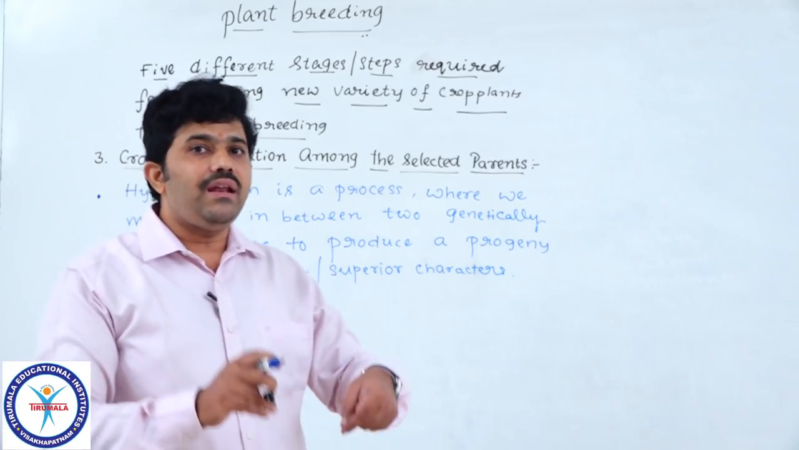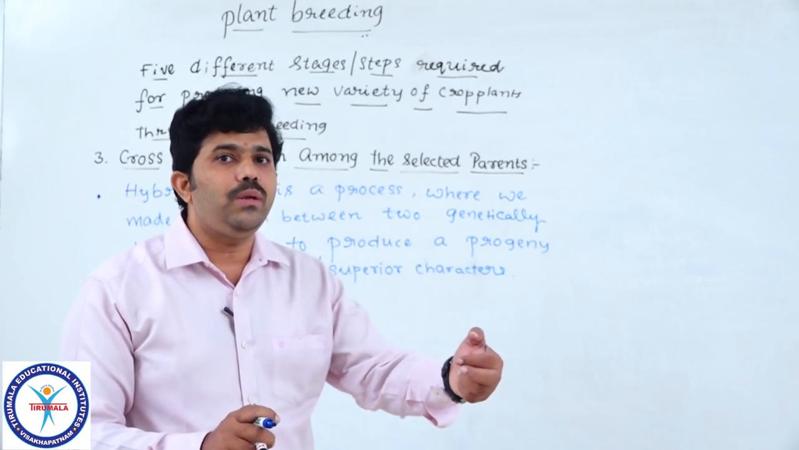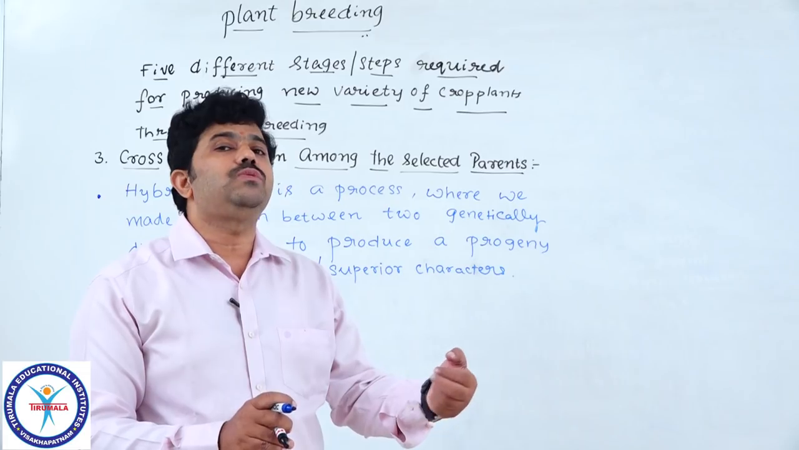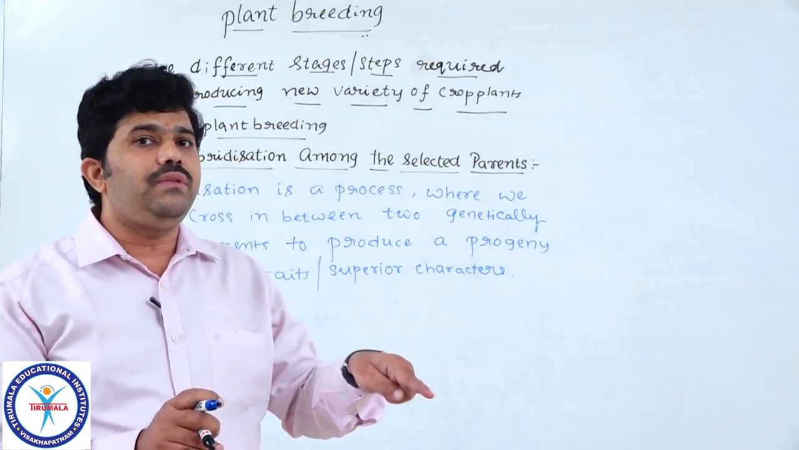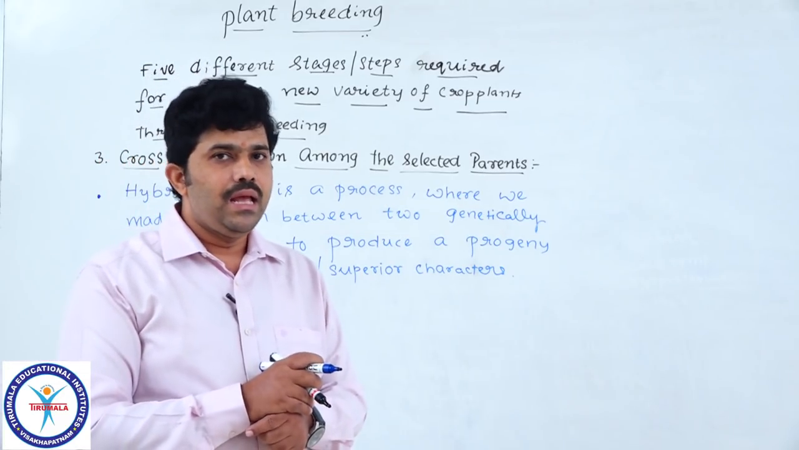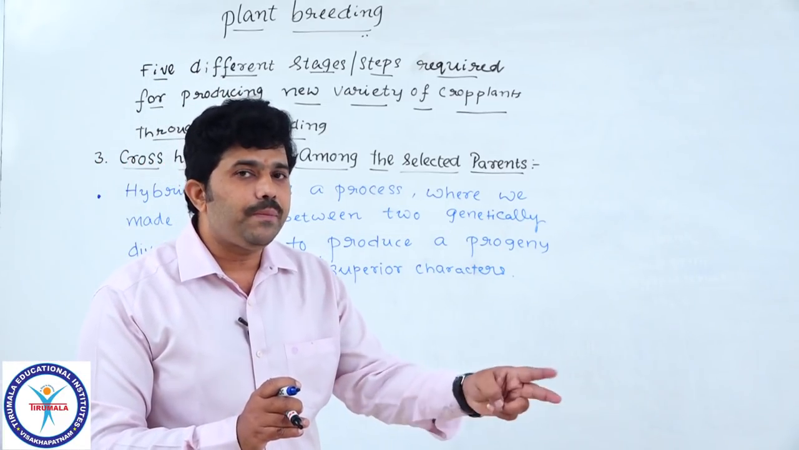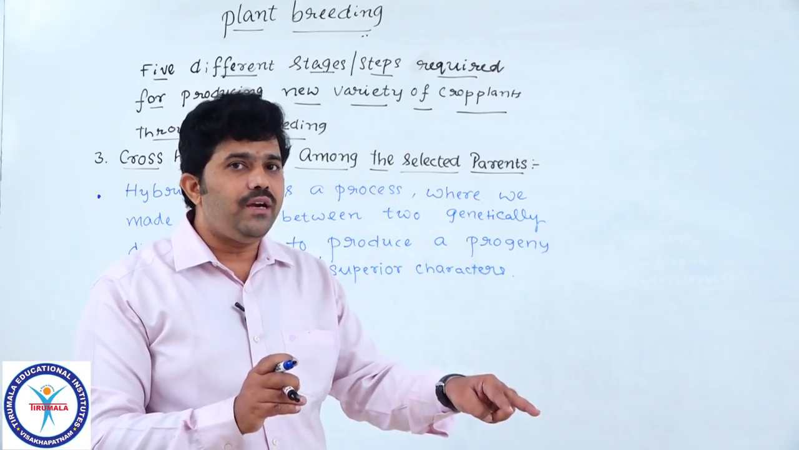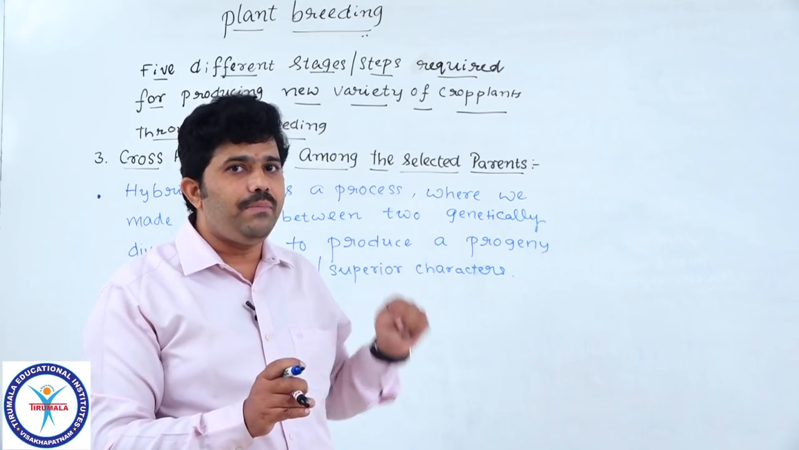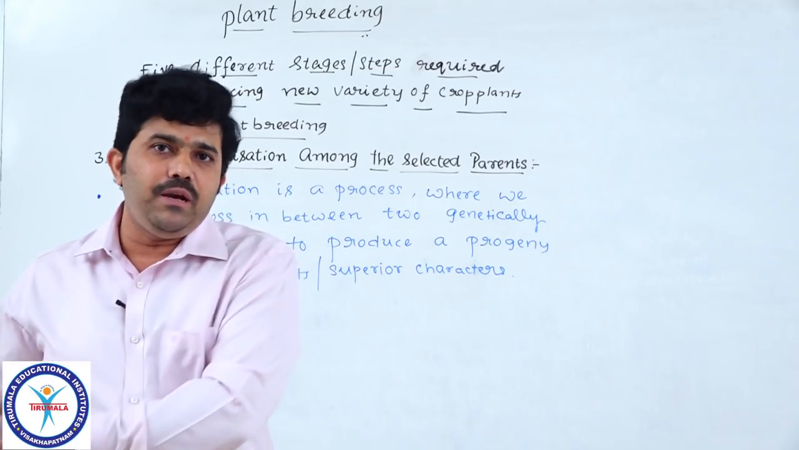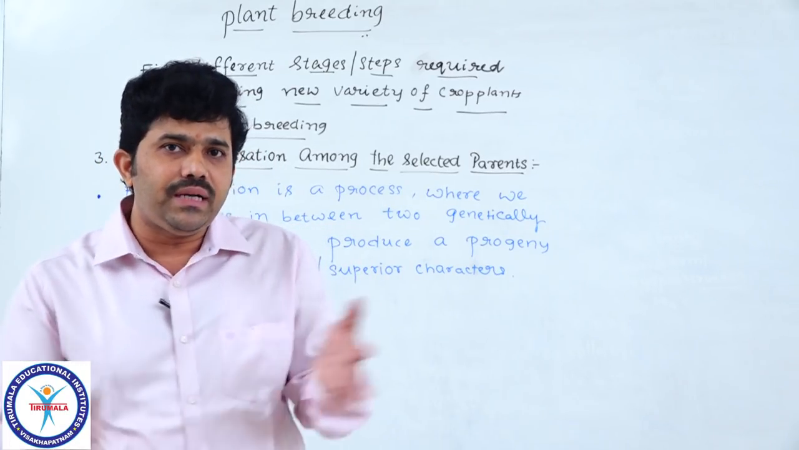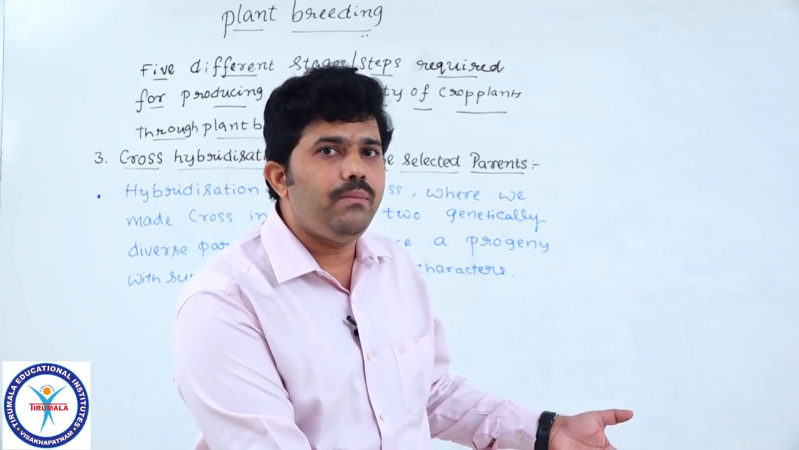For our convenience, we are going to remove the male reproductive organs which are present along with the female reproductive organs of the flower, which we consider as bisexual flowers. But for conducting this cross hybridization in plant breeding, both the reproductive organs are not required, because we have two individual parental plants. The male parent plant we already made, understood? Here we are only trying to make a female parent.